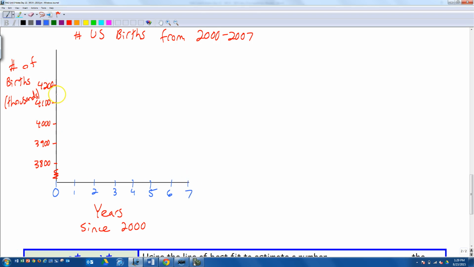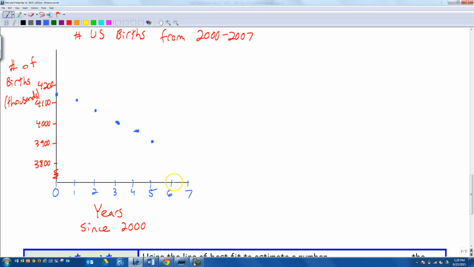There we go. So at 0 we're at 4158. At 1 we're at 4111, which is about right there. At 2 we're at 4065, which is about here. At 3 we're at 4,000, or 4 million actually. That's about there. At 4 we're at 3950, so that's kind of in between. At 5 we're at 3900, so that goes down to here.